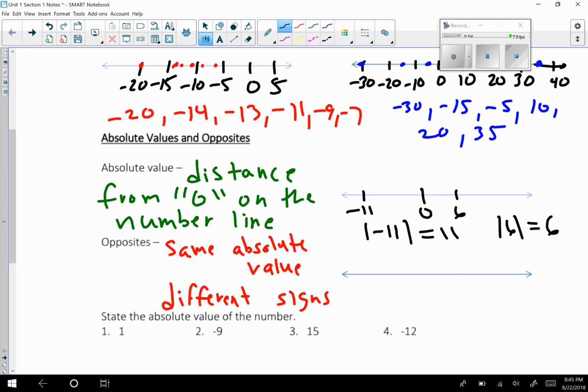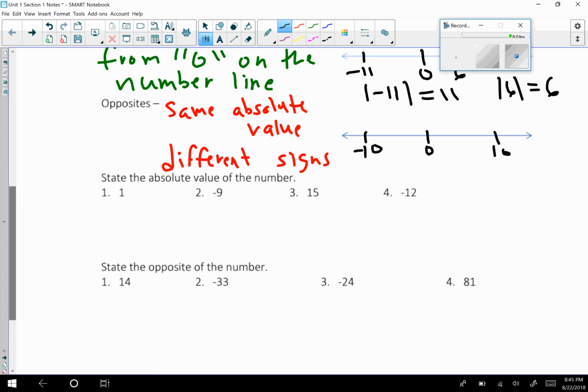absolute value is positive. The next thing we're going to talk about are opposites. Opposites have the same absolute value, or the same distance from 0, but they have different signs. So again, let's put 0 on our number line, and let's say we have 10 and then -10. Negative 10 and 10 are opposites, because if you think about it, they both have an absolute value of 10, but one's negative and one's positive, so they have different signs.